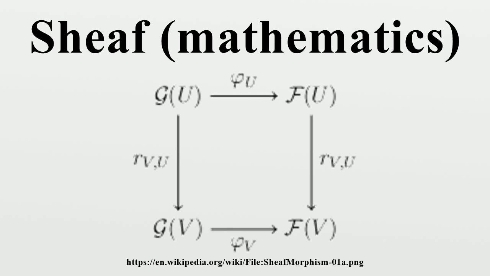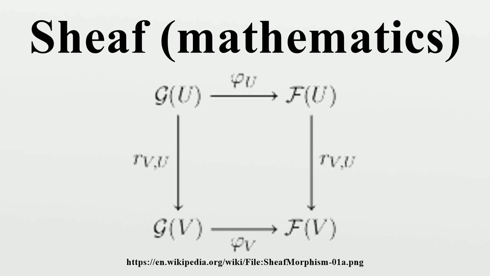If (U_i) is an open covering of an open set U, and if s, t ∈ F(U) is such that s|_{U_i} equals t|_{U_i} for each set U_i of the covering, then s equals t. And if (U_i) is an open covering of an open set U, and if for each i a section s_i ∈ F(U_i) is given such that for each pair U_i, U_j of the covering sets the restrictions of s_i and s_j agree on the overlaps, s_i|_{U_i∩U_j} equals s_j|_{U_i∩U_j}, then there is a section s ∈ F(U) such that s|_{U_i} equals s_i for each i.